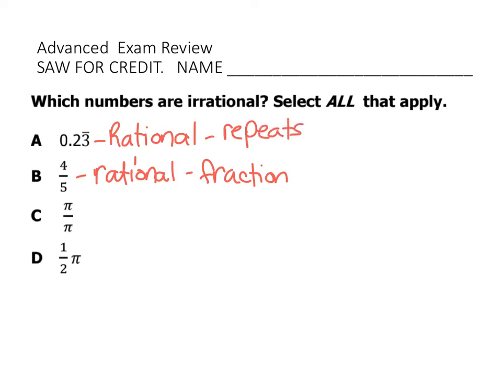C, pi over pi. This one's kind of tricky. It's here to throw you off. Pi is irrational, but since pi isn't a fraction form, pi over pi actually equals 1. So this is rational. D, 1/2 pi. This one is the one that is irrational. Remember, pi is irrational, so anything multiplied by pi, added to pi, divided by pi, subtracted from pi is going to be irrational.